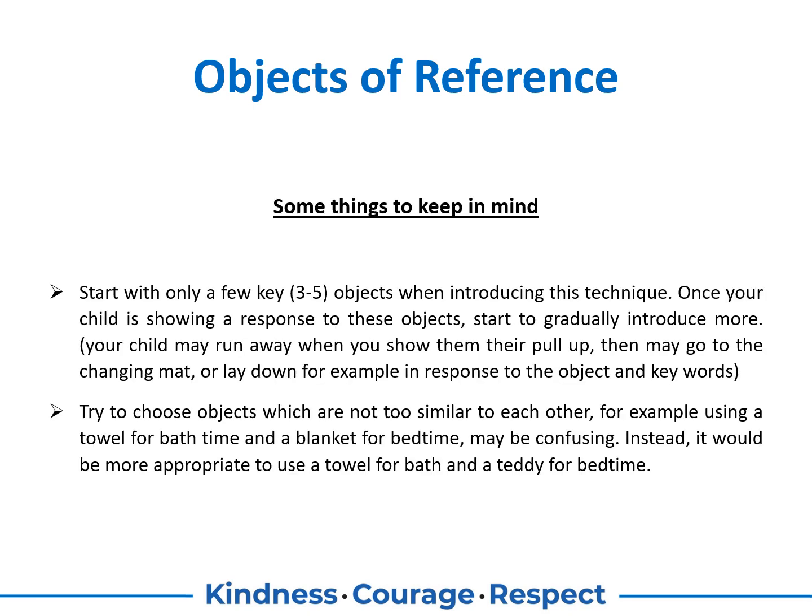Some things to keep in mind. Start with only a few key objects when introducing this technique, around 3 to 5, and once your child is showing a response to these objects, you can start to gradually introduce some more. Your child may run away when you show them their pull-up, then may go to the changing mat, or lay down, for example, in response to the object and the keyword. Try to choose some objects that are not too similar to each other. For example, using a towel for bath time and a blanket for bedtime might be quite confusing. Instead, it would be more appropriate to use a towel for bath and a teddy for bedtime.